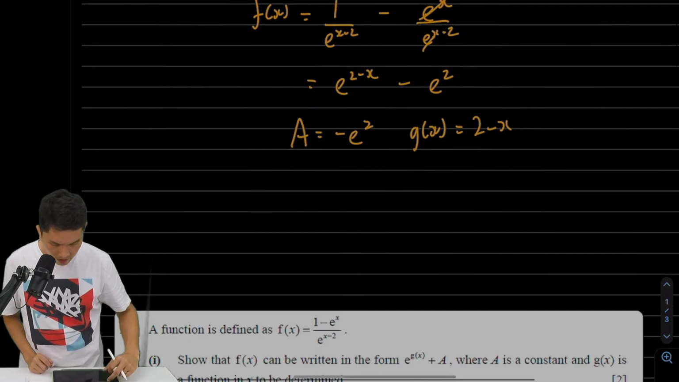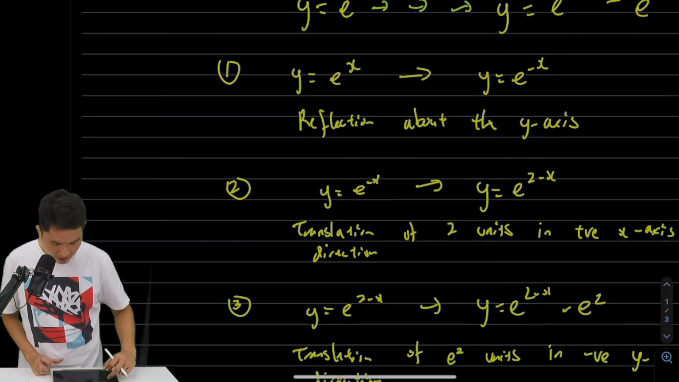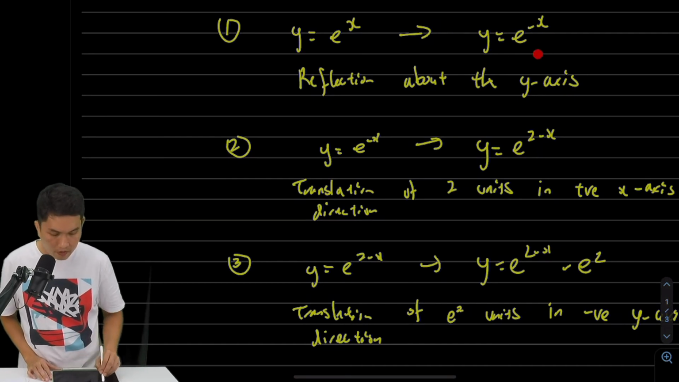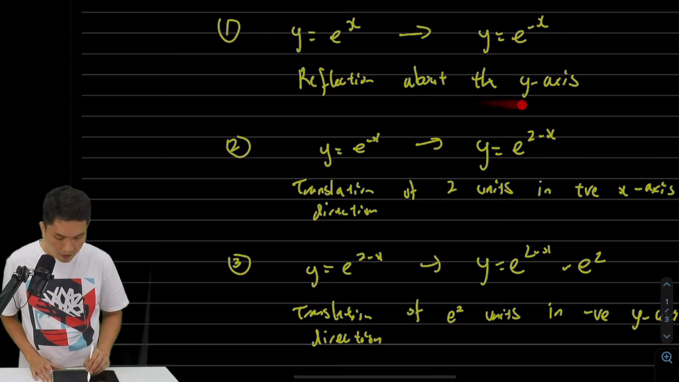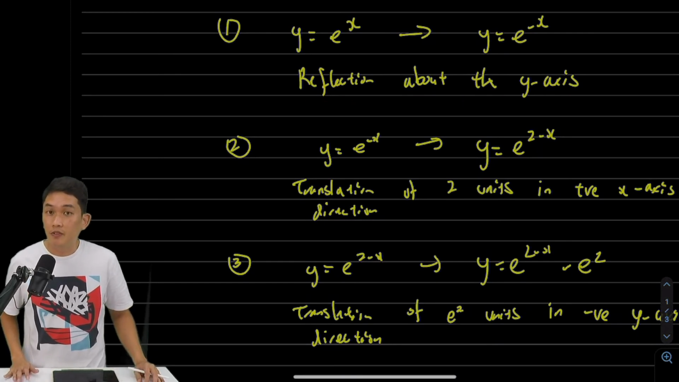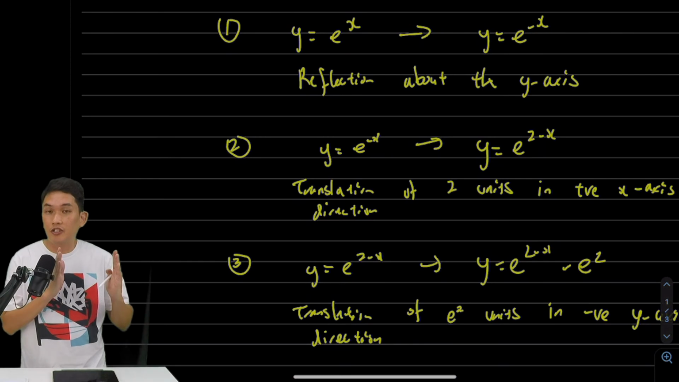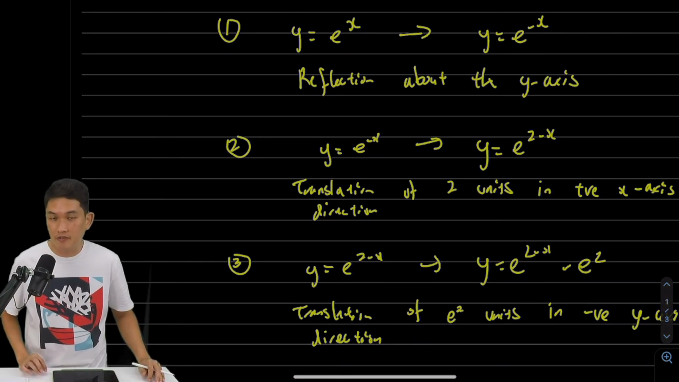I've written it out beforehand so that you don't have to look at me writing down things. So these are my 3 transformations. The first one, I'm going to take e to the x, transform it to e to the negative x. If you just wrote this, you don't get any marks for this. You have to describe the transformation, and the transformation actually is a reflection about the y-axis for the first one. Now for the second one, from e to the negative x, I'm going to make it 2 minus x, and that is actually shifting the graph by 2 units in the positive x-axis direction.